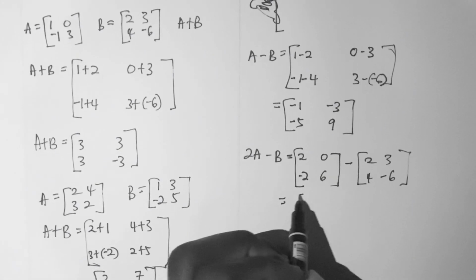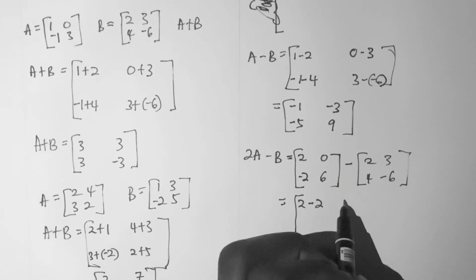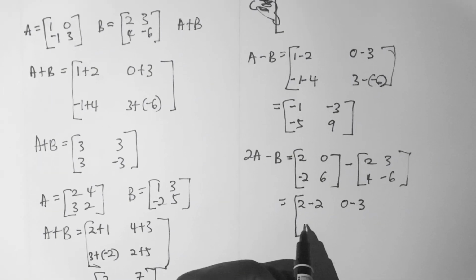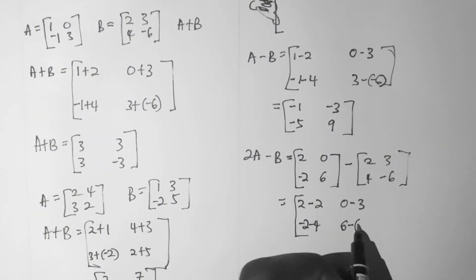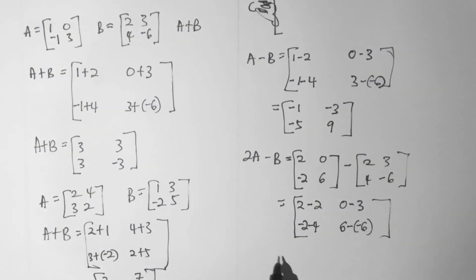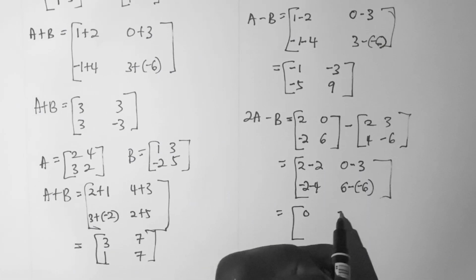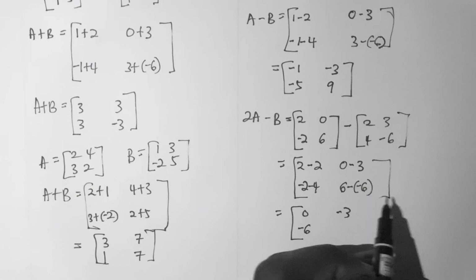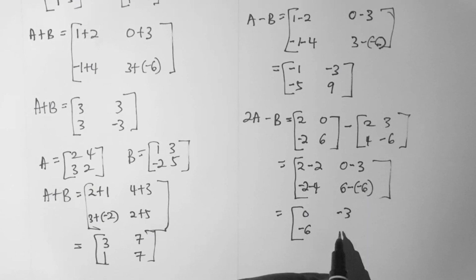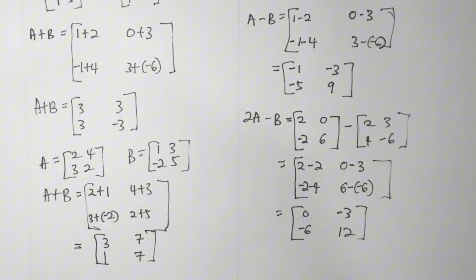So if we simplify further, this becomes 2 minus 2. Then 0 minus 3. Then minus 2 minus 4. Then 6 minus 6. So this is equal to 2 minus 2 is 0. 0 minus 3 is minus 3. Minus 2 minus 4 is minus 6. 6 minus 6 is the same as 6 plus 6, which is 12. So this is 2A minus B.